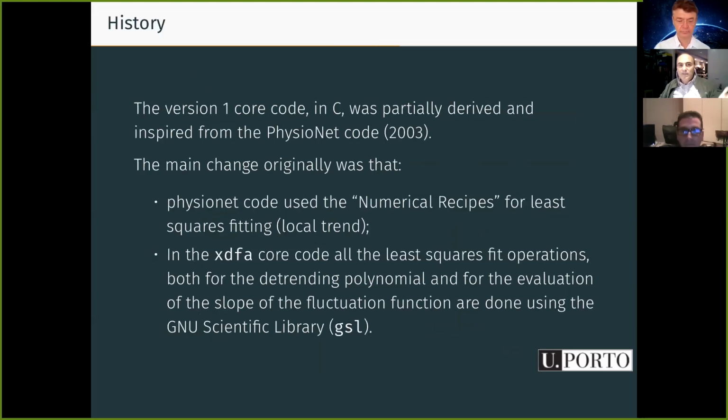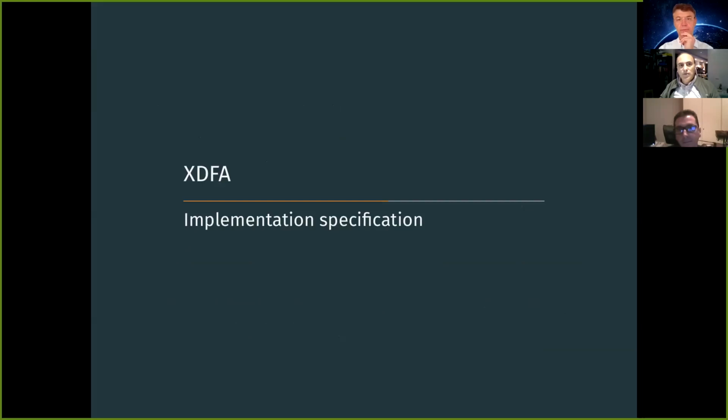So in terms of history, the original code was taken from the Physionet code available, because the license allows me to do that, and I would like to thank the Stanley Group because of that. And there is just a small change, that is how we use the linear least squares methods. Okay, the original code used Numerical Recipes. In our case, we used the GNU Scientific Library in order to do that.